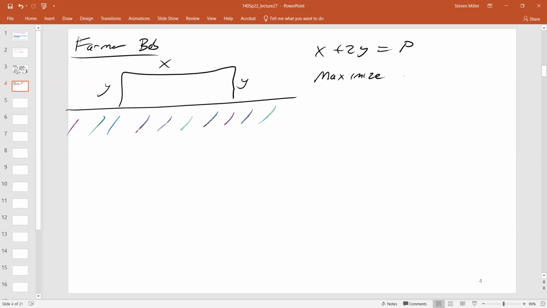Maximize area. Can we attack this problem similarly? This isn't going to be that hard. The reason I love this problem is if you look at it the right way, the problem can be solved without doing any calculus. Anybody know what the answer should be?